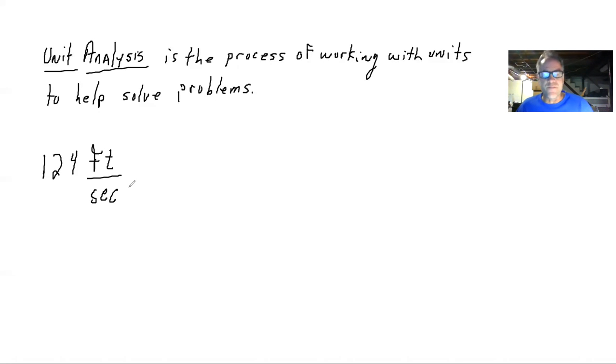So, how do we convert? What is 124 feet per second? I just want to have a normal idea, how fast is that? And we tend to think in miles per hour. So what I'm saying is, how do I take this and convert it to miles per hour?